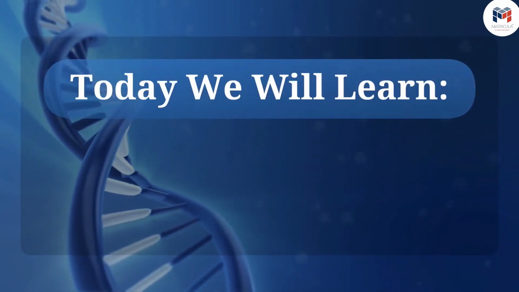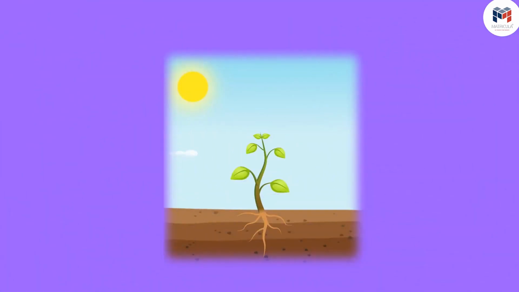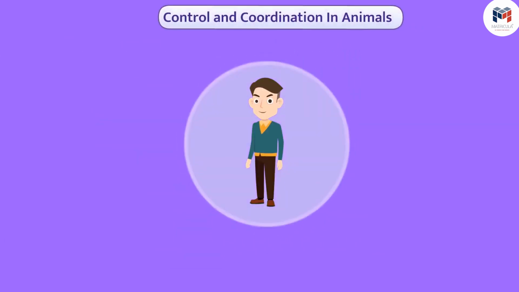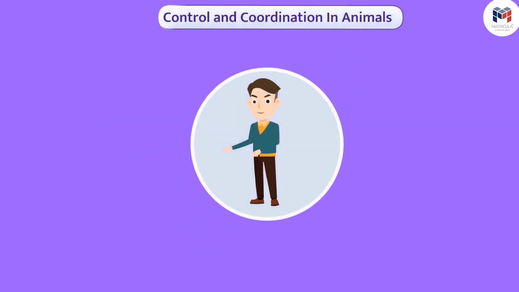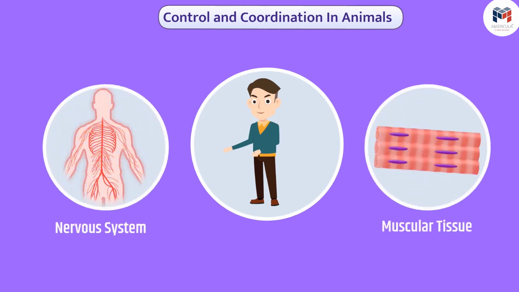Today we will learn about nervous control. In the last video, we learned about control and coordination in plants. Today, let's talk about control and coordination in animals. In animals, control and coordination is carried out by the nervous system and muscular tissue.